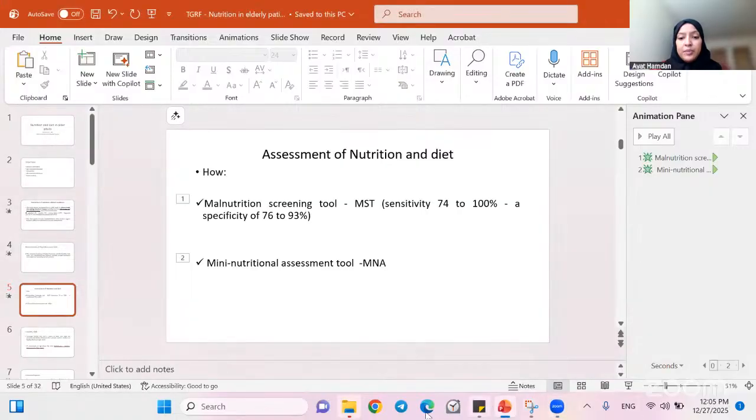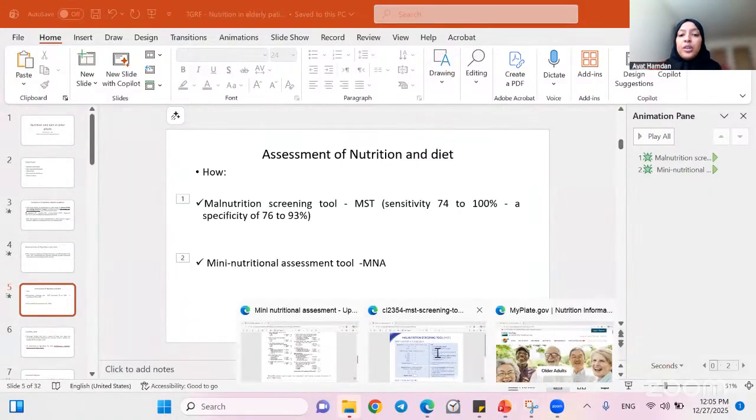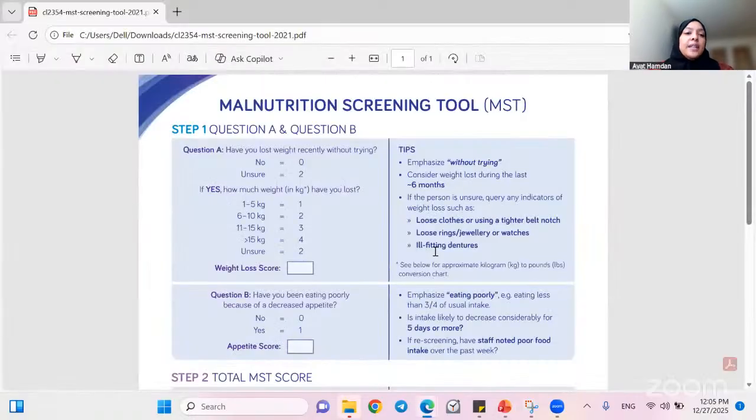Just one minute. So for the malnutrition screening tool, it's simply 2 questions. The first one is asking the patient if he has lost any weight recently without trying. And the main key here is the emphasis on without trying. So if it was voluntary or controlled or desired weight loss, that is not counted. Other than that, any unintentional weight loss is counted.